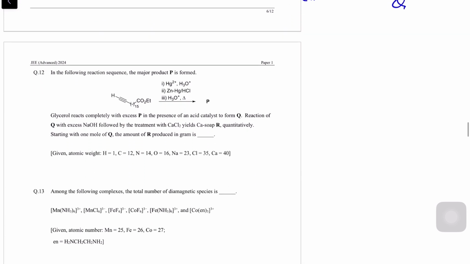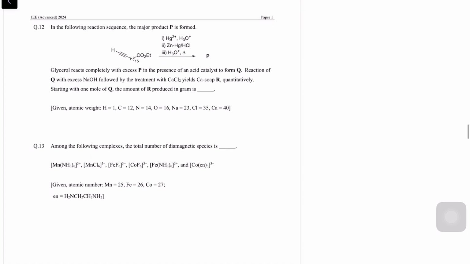Let's move to the next question. Again, a moderate level question from organic chemistry, but not a difficult one, I would say, right? So this is a molecule given to you. I'll write it like this. There is a triple bond here, right? This is a triple bond, and there are 15 methylene groups, and then there is ethyl ester linkage.